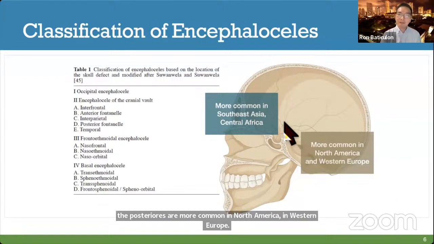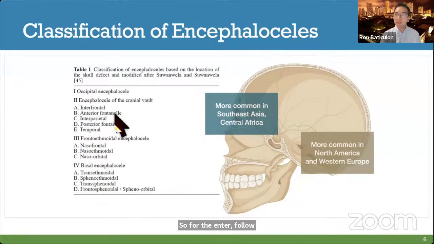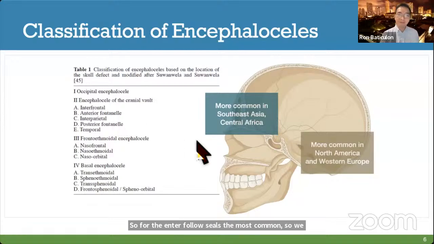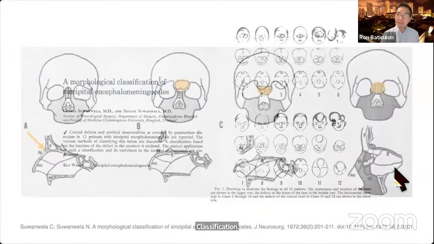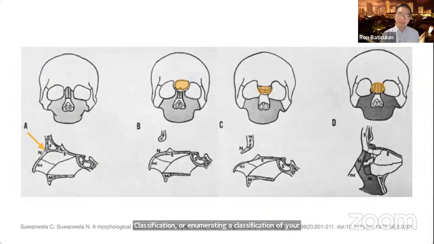For the anterior encephaloceles, we usually label them based on where you see the defects, and that's what you need to remember. This is the classic paper by Suwanwela enumerating the classification of sincipital encephaloceles. So let me just point that out.